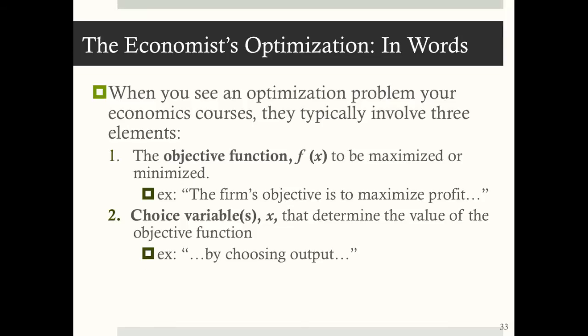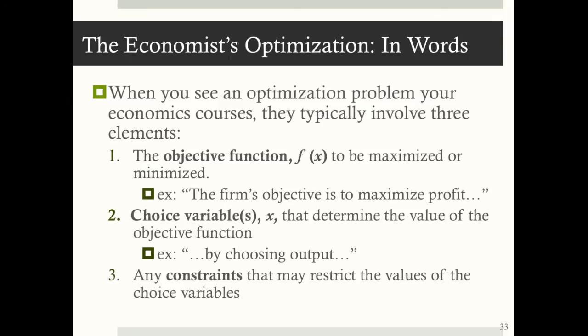Example, the firm's objective is to maximize profit by choosing output. Output is a choice variable. And finally, any constraints that may restrict the values of the choice variables. For example, the firm's objective is to maximize profit by choosing output subject to output being non-negative. Let's take a look at how economists put this in mathematical notation.